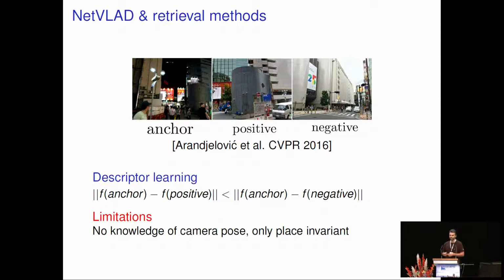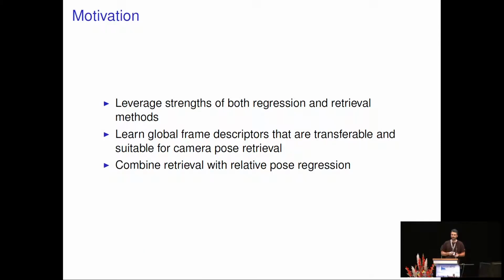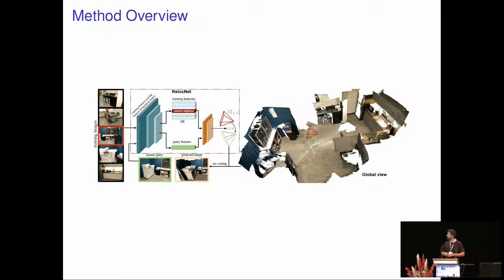The limitation of this approach, however, is that because they're only trained to be place invariant, they don't know anything about the camera poses. So our motivation was to use both methods, to get the best of both worlds, and learn global frame descriptors that are transferable to new scenes and suitable specifically for camera pose retrieval. We also combine this retrieval with extra relative pose estimation to get even better poses as a result.